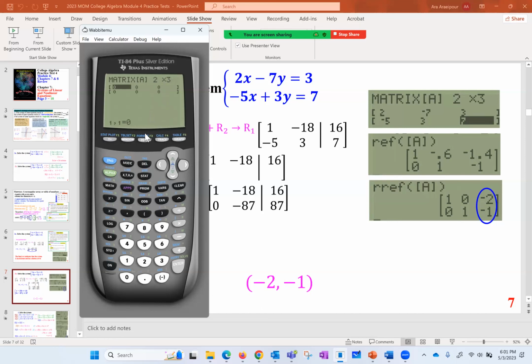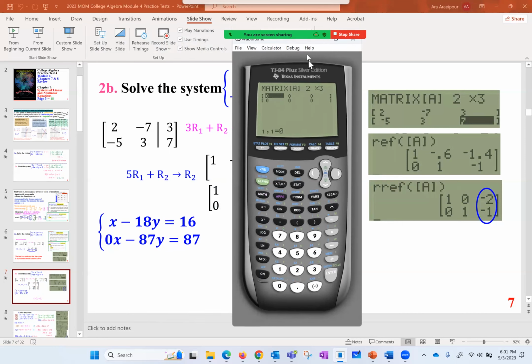And so now the first entry, as you can see, is number 2 here. So I'm going to put 2, enter, -7, enter, 3, enter, -5, enter, 3, enter, 7, enter. So I've got my matrix, this is the matrix that I was looking for. I have it here. Okay.